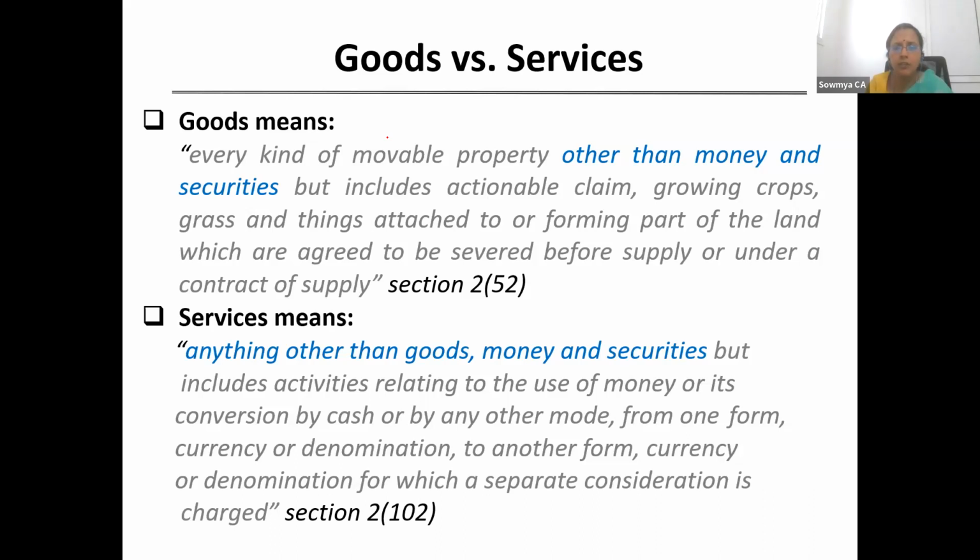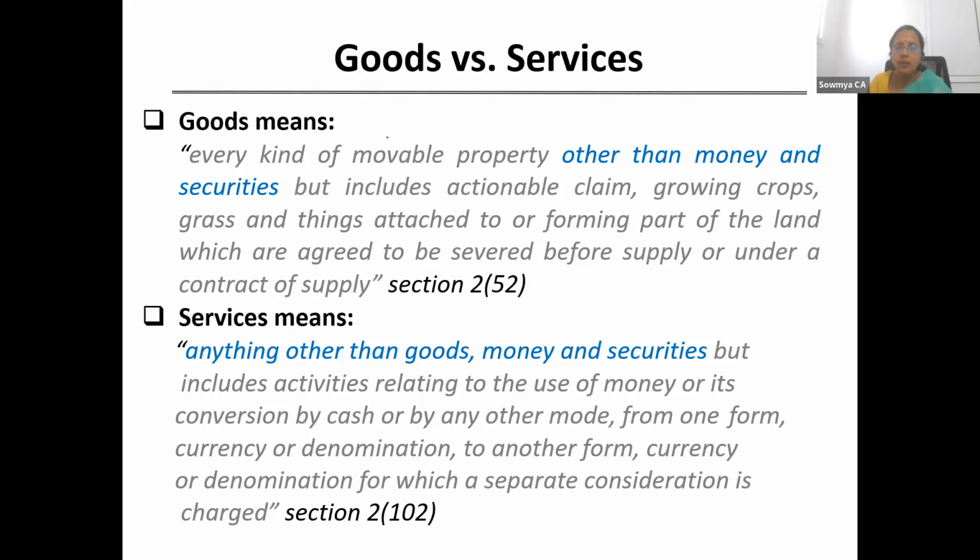The definition is pretty straightforward. It is for movable property other than money and securities, but includes actionable claim, growing crops and grass, and things attached to and forming part of land. So if you sell land, it is not a supply because it is immovable property. But if there are crops and they can be severed and supplied, then it becomes a supply. So that is about goods.